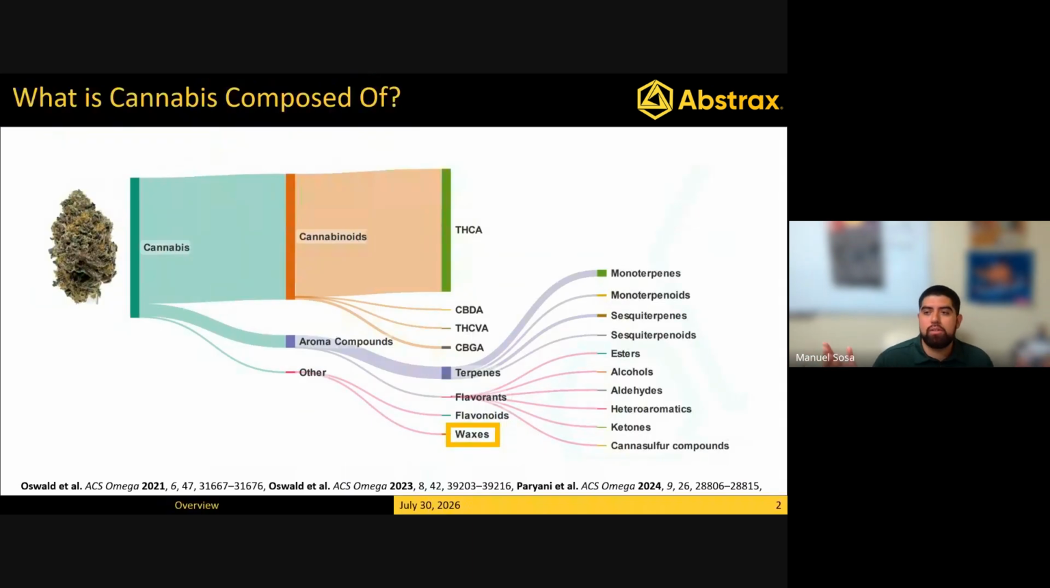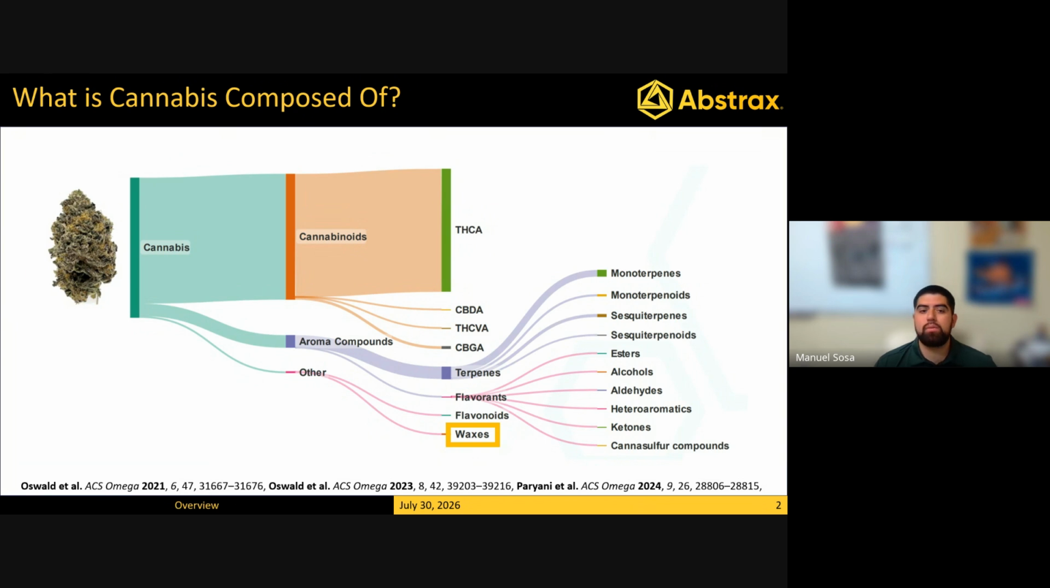So what is cannabis composed of? I feel like a lot of us have a pretty good understanding of this, but here we have a Sankey diagram. Essentially, cannabis is mainly composed of cannabinoids. One of the biggest is THCA, and then you have other cannabinoids like CBDA and THCV, as well as your aroma compounds. This is something that Abstrax is really familiar with and has studied a lot in the past. So we have your terpenes, which get subdivided into monoterpenes, monoterpenoids, sesquiterpenes, and sesquiterpenoids, as well as your flavorants. Flavorants being your esters, alcohols, and ketones, as well as your canosulfur compounds.